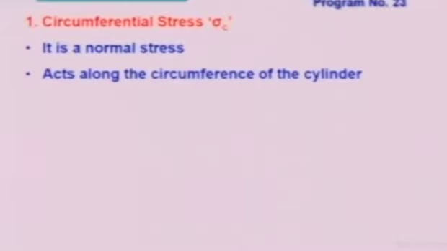The first one is the circumferential stress. This is one of the important stresses that we refer to in a cylinder. Basically, it is a normal stress. I hope you know what a normal stress is. It is a stress which acts normal to the surface, perpendicular to the surface. Next, it acts along the circumference of the cylinder. Okay, it acts along the circumferential direction. So, if you try to take a small element, it acts along the circumferential direction.